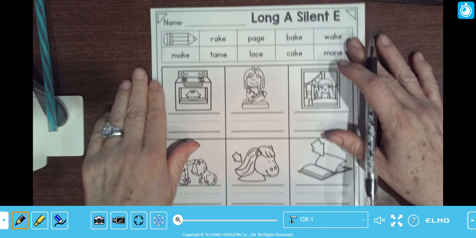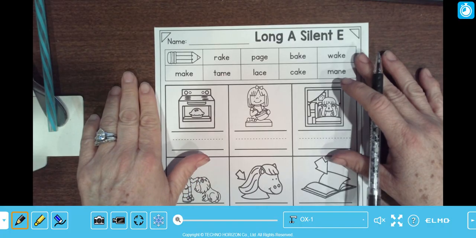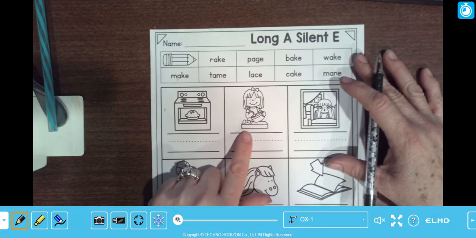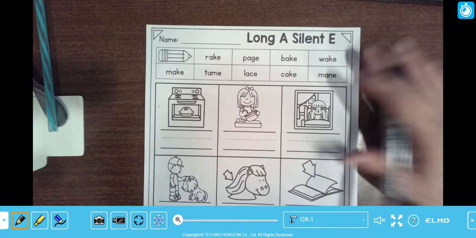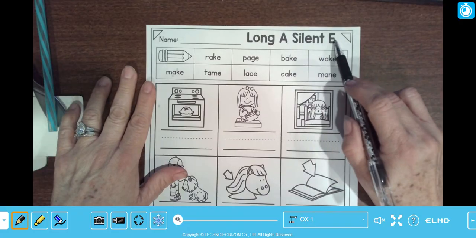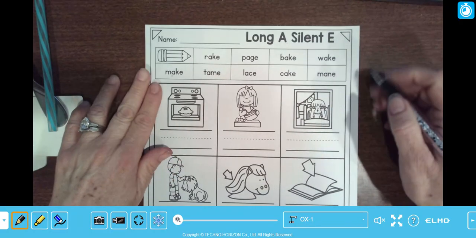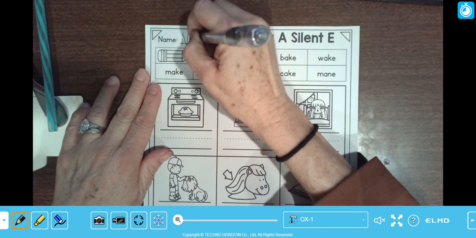Hello, today we're going to be working on this page right here, and it's got this little stove, this little oven, and this girl here, and this other child here, and it says long A, silent E. So go ahead and find this page, and when you find it, write your name here. Okay, I'm going to write my name.